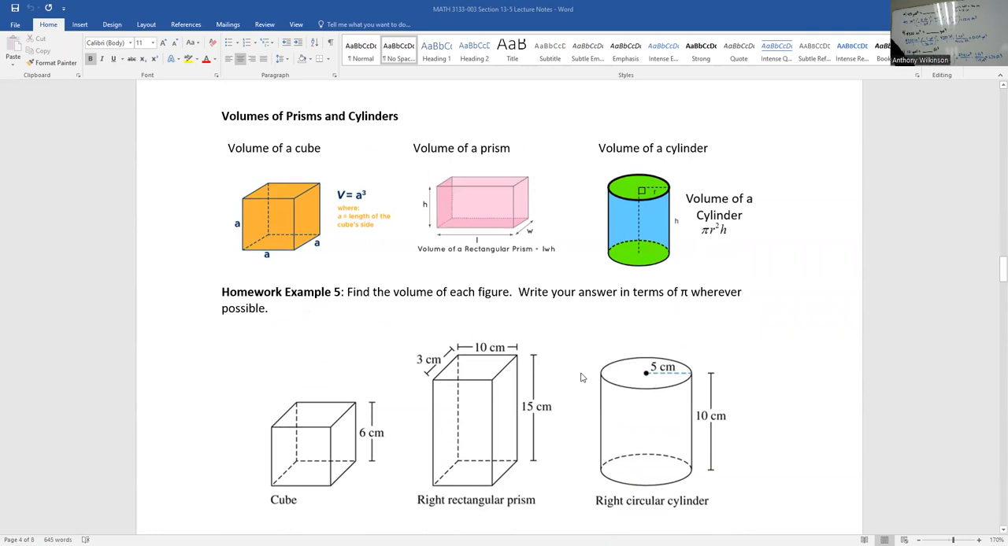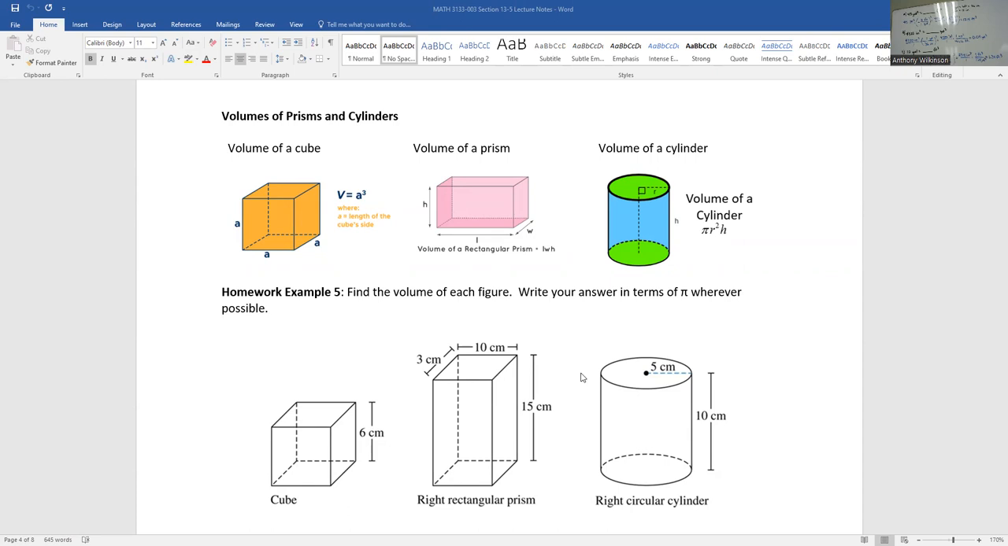All right, so now we'll look at volumes of prisms and cylinders. We kind of briefly touched on the volume of a prism, which is simply the length times the width times the height. And the volume of a cube is also length times width times height, but in a cube, the lengths of the sides are exactly the same. If we let A be the edge of that cube, the volume would be A to the third. And for a rectangular prism, it'll be length times width times height.